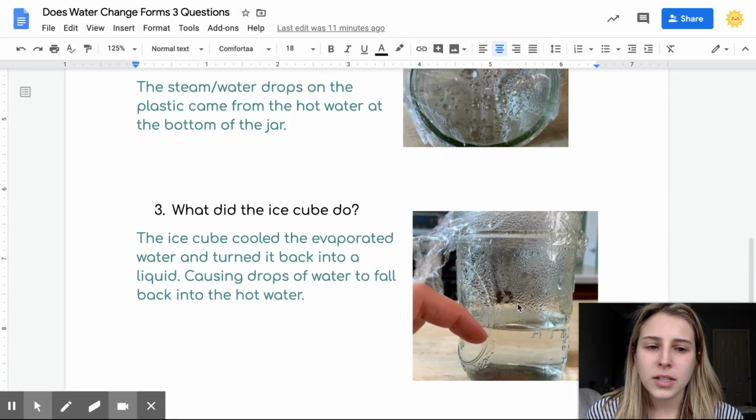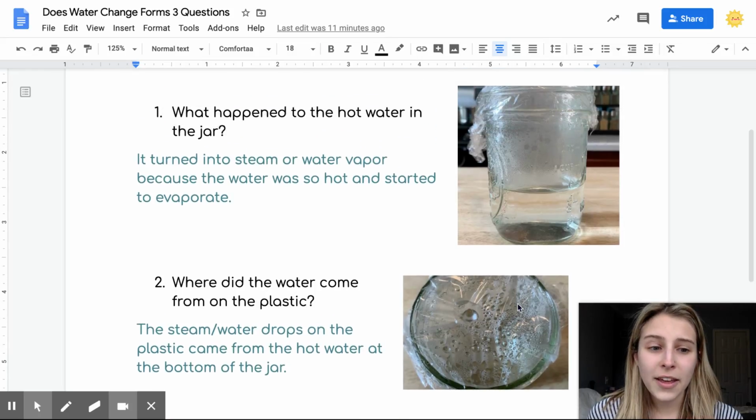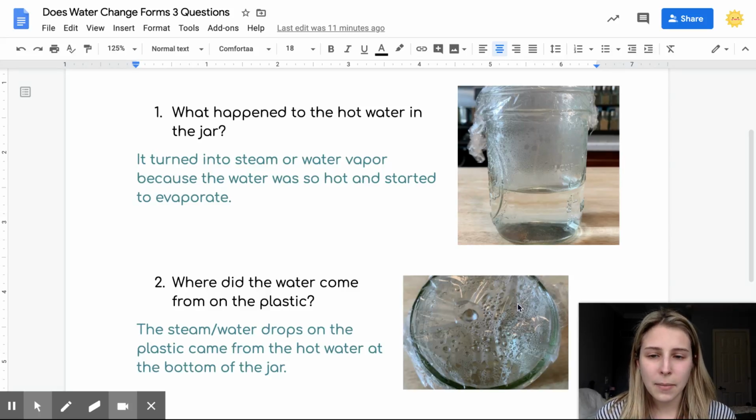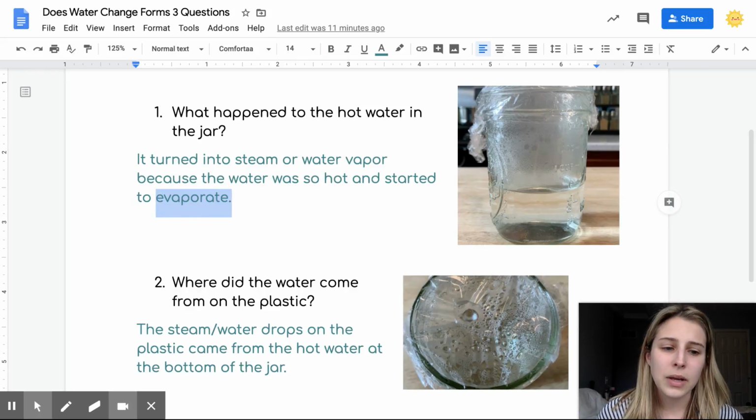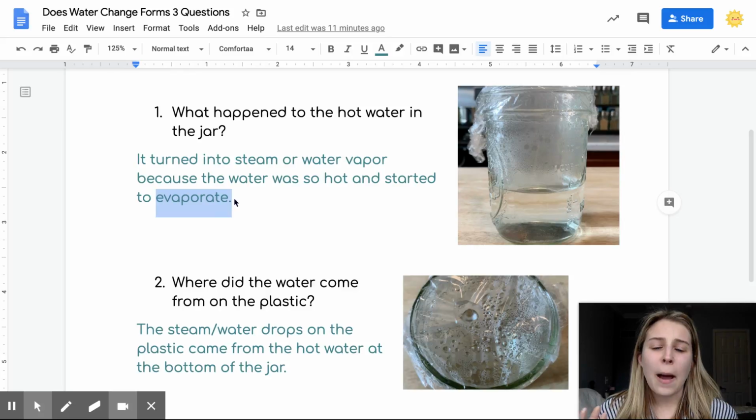I hope this debrief helped. And the one thing that I did notice is a lot of you guys were able to point out that the water was evaporating or turning into steam somehow, which is awesome. But I want to take a closer look this week and the next coming week about what evaporation actually means and like the definition and what actually happens in that.